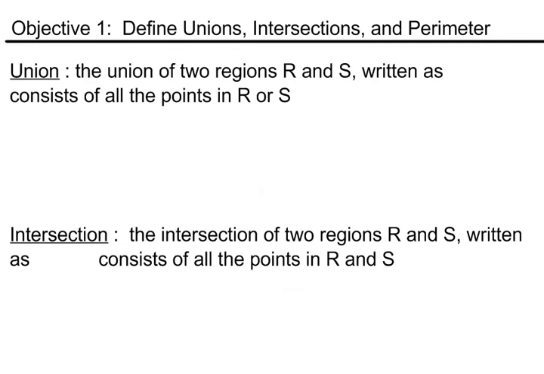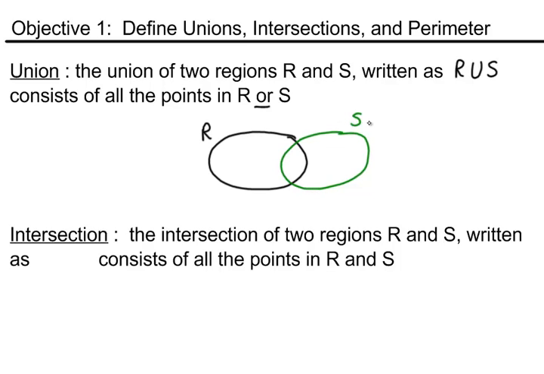Alright, for our first objective, we're going to define unions, intersections, and perimeter. So first of all, what is a union? A union of two regions R and S, written as R union S, consists of all the points in R or S. So or is kind of the key word. So let's say I have this region right here, and that's R, and then it intersects with S. So here's S. So the union represents everything that's in R and in S. So basically everything. Okay?